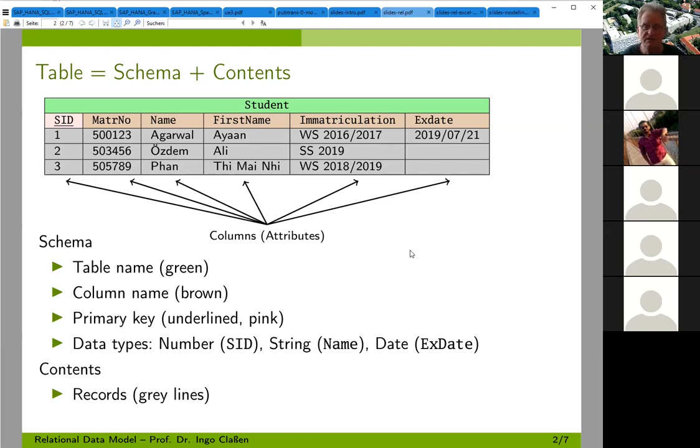The schema level tells you about the structure of the table, how the table is built. You could also say it talks about the type of the table. And the contents, these are the real records that are stored within the table. And if we look at this specific example here, we already see the elements of a table, the schema as well as the contents. So let's first concentrate on the schema.